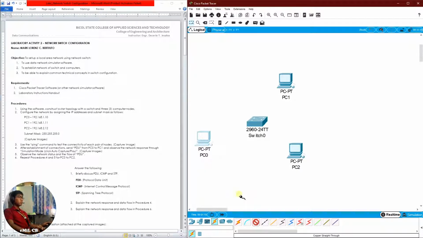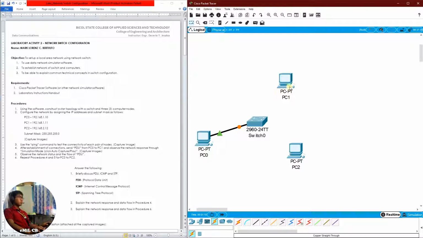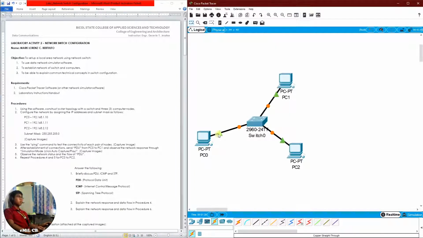So we are going to use the straight-through cable to connect the computer nodes to the switch. For PC0, for PC1, and for PC2. Okay, I think this is good to go.